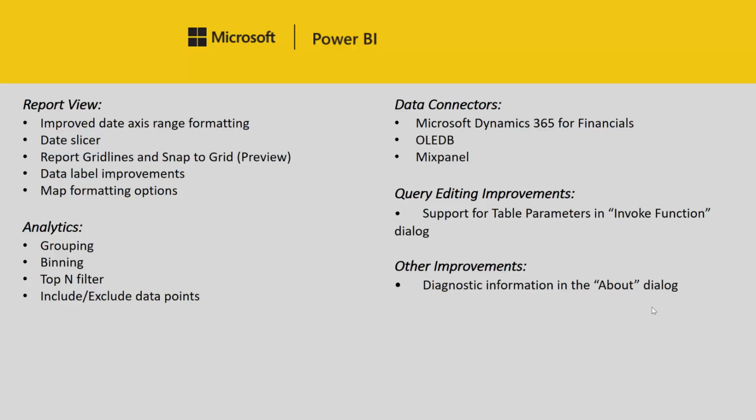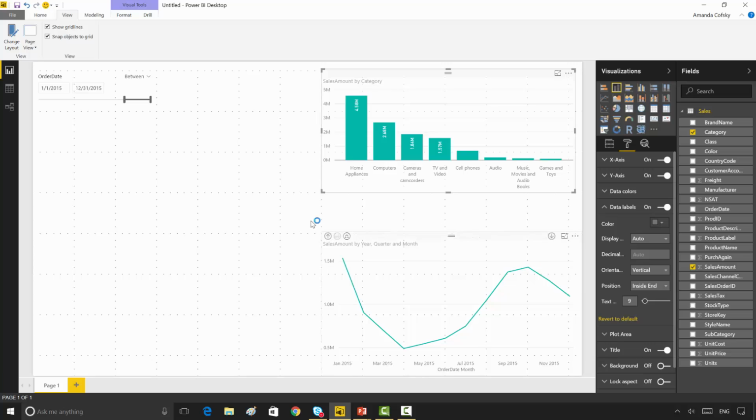The last visual related feature we released this month is around maps. We've added a couple of new map formatting options. You can now control proportionally the size of the bubbles on the map. So if you think the bubbles are too small for your map, you can choose to increase that. You can also turn auto zooming on and off. So let's see those in action.